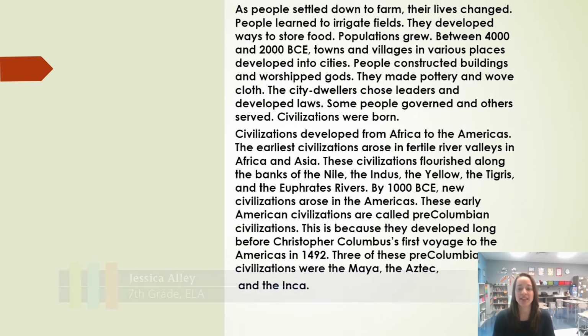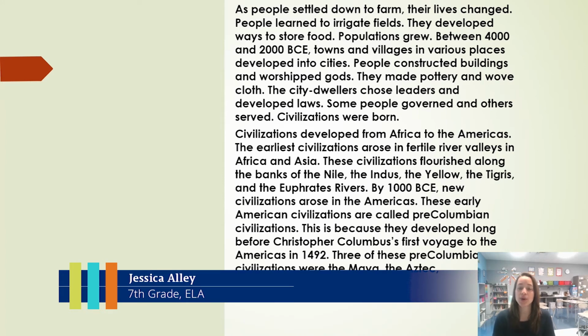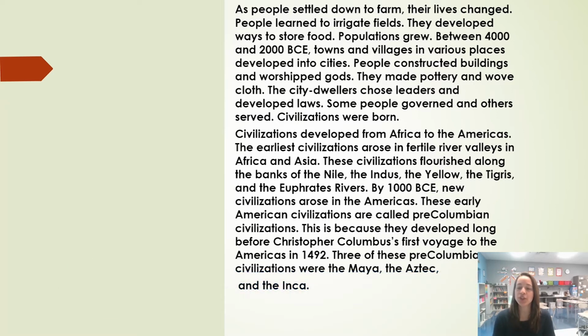Civilizations developed from Africa to the Americas. The earliest civilizations arose in fertile river valleys in Africa and Asia. These civilizations flourished along the banks of the Nile, the Indus, the Yellow, the Tigris, and the Euphrates rivers. By 1000 BCE, new civilizations arose in the Americas. These early American civilizations are called pre-Columbian civilizations. This is because they developed long before Christopher Columbus's first voyage to the Americas in 1492. Three of these pre-Columbian civilizations were the Maya, the Aztec, and the Inca.